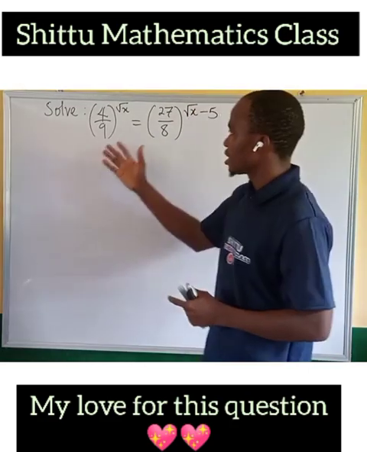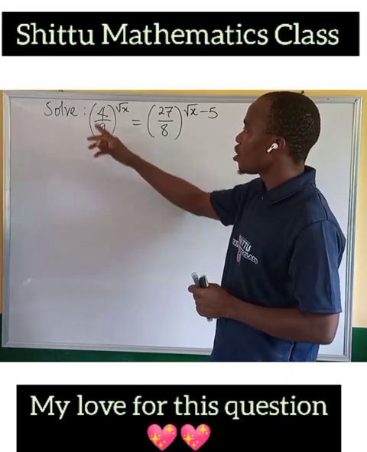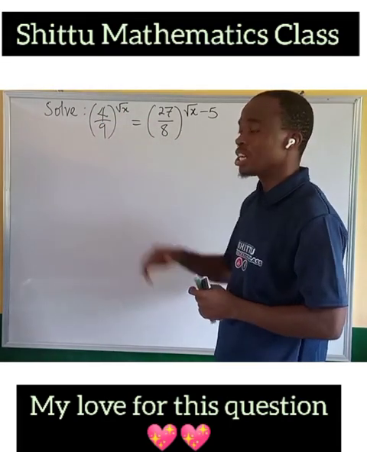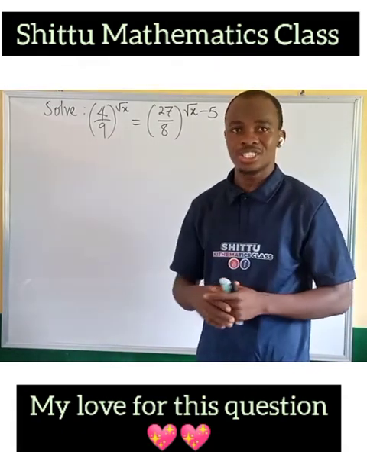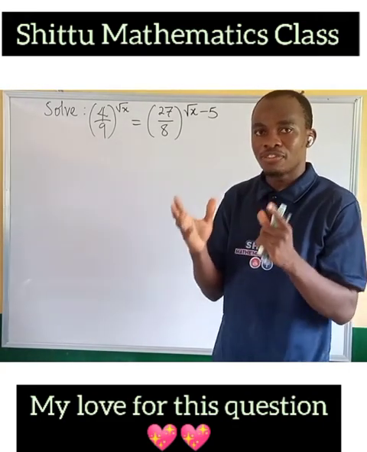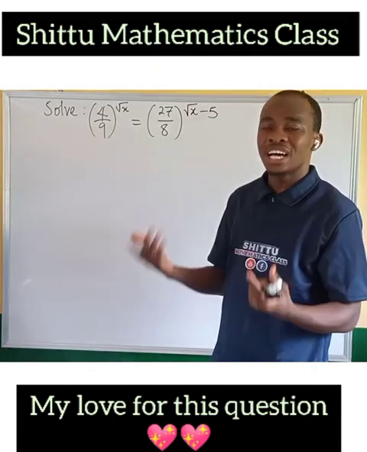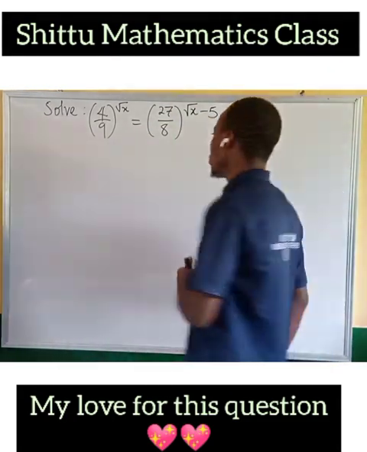Now, let's get started and see what we are going to do. The question says to solve (4/9)^(√x) = (27/8)^(√x − 5). When you look at this question, this is an exponential equation, but it is taking another form. We are still under the same exponential equation, so follow me and see what we are going to do.